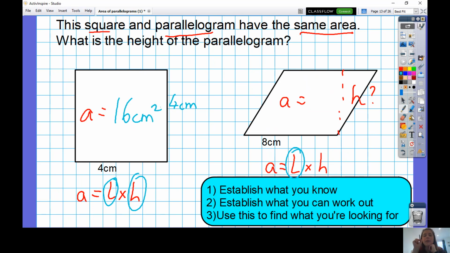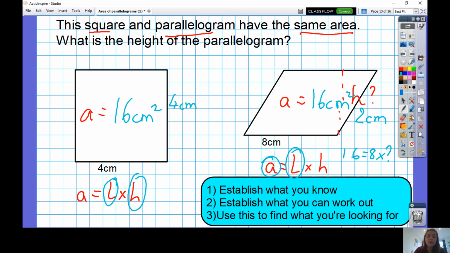So using that knowledge I knew from before then, where we said they've got the same area, I now also know the area of this shape. The area of this shape is also 16 centimetres squared. Now I've got two pieces of information, I can work out my perpendicular height. Fill it in the formula. The area is 16, and that's equal to the length, 8, times something. What do I times by 8 to make 16? I've given you the answer. The height of this shape is 2 centimetres.